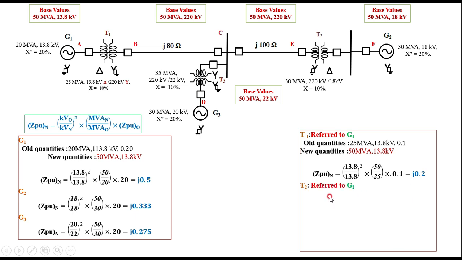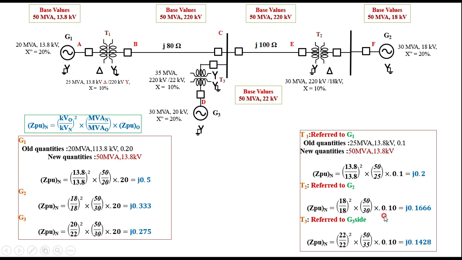Similarly for T2 I am taking, referring to Z2. Referring to Z2, the old voltage is 18, old MVA is 30, and new MVA and kV are 50 MVA and 18 kilovolts. The same thing, once again I am substituting in this equation, I am getting 0.1666. Then for transformer T3 I am taking the Z3 side, that is the generator side. Therefore you have to take these base values. At the same time, the old voltage you have to take as 22 kV, which is towards the generator Z3. Therefore substituting, we are getting 0.1428.